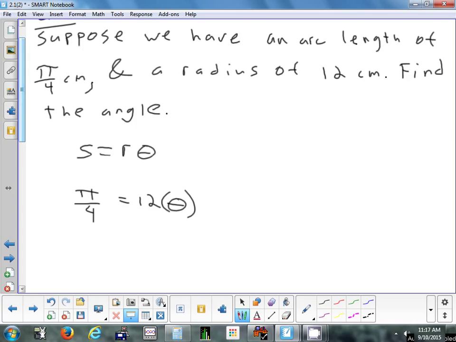Okay, now our goal is to get theta by itself, so we've got 12 times theta. Natalie, how do we get rid of multiplying by 12? Divide. Yeah. By how much? 12. That's it. Just divide by 12. Okay, dividing this other side by 12 is just like putting a times 12 in the bottom. Divide by 12. Okay, 12s are gone. And my angle is pi over 48.